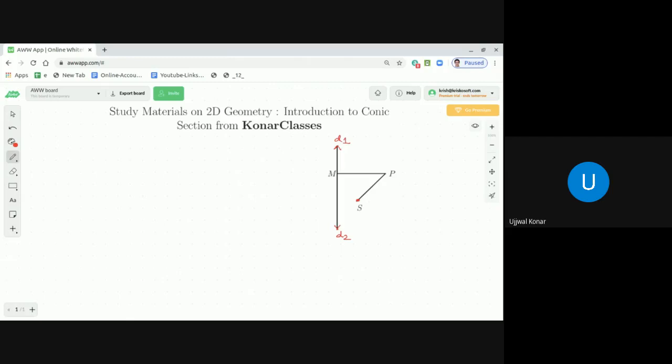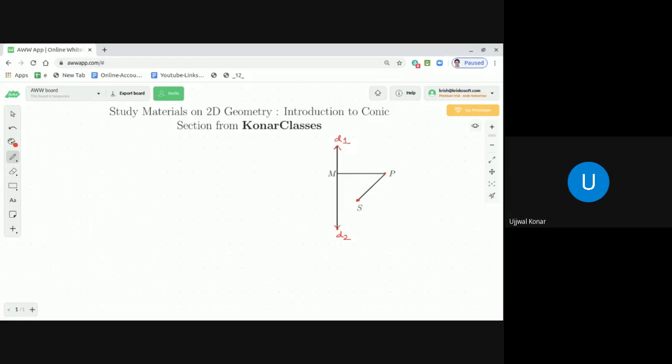Now the point P is moving. And what do you know about locus? Locus, if you recall, is a curve traced out by a point subject to some geometrical conditions. Here also we are going to discuss the locus of the point P subject to a geometrical condition. What is the condition, dear students?